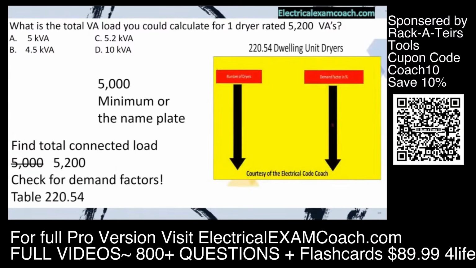For this, we head to table 220.54. When we get there, we find that for 1 to 4 dryers, it's calculated at 100%. There is no demand factor. And we're going to select C.